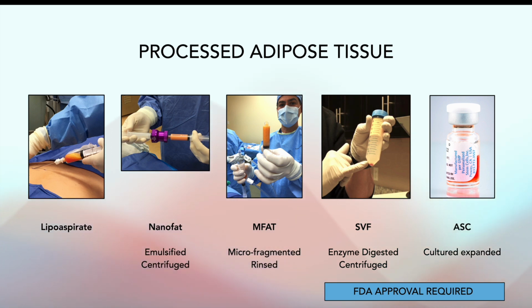Now, it's important to note that these different processing techniques will produce different biologic products. So you start with the lipoaspirate from the patient at the bedside. If it is emulsified and centrifuged, it's called nanofat. If you push it through larger filters and rinse it, it's called microfragmented adipose tissue. If you use enzyme digestion and centrifuge, that's called stromal vascular fraction. And again, if you culture those cells and expand them, that's the adipose stem cell. And those latter two products, the SVF and the ASC, require FDA approval because they exceed the minimal manipulation as stated by the FDA guidelines.